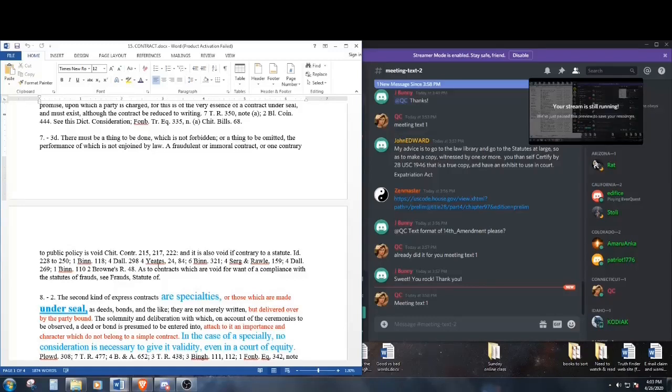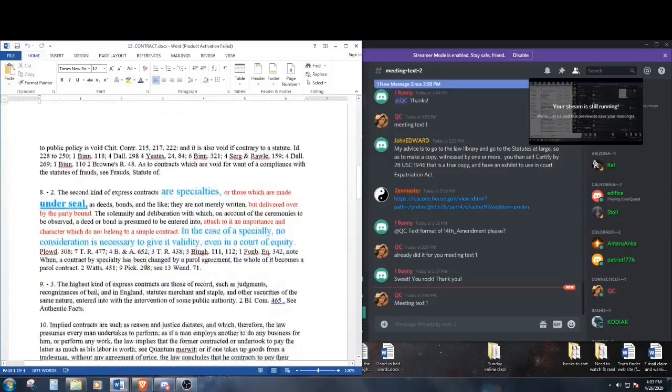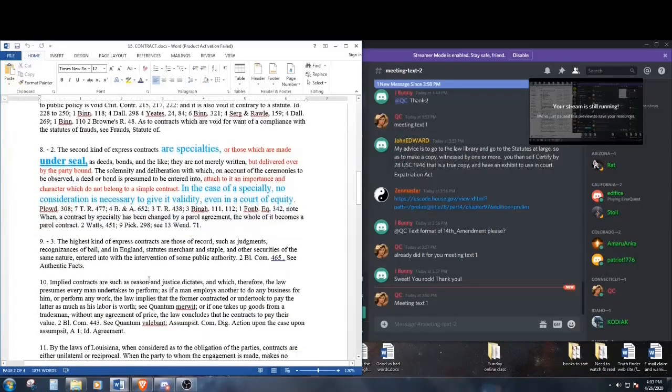We're not being the ones putting up the bond. They have to put up the bond. If they fail to do so, we get to sue them for the amount of the bond anyway. Attached to it an importance and character to which do not belong to a simple contract. So this is the whole aspect of covenant coming into consideration here. In the case of a specialty, no consideration is necessary to give it validity, even in a court of equity. So get that. When you do something under seal, you can bypass the consideration. Now, we don't, but you can.